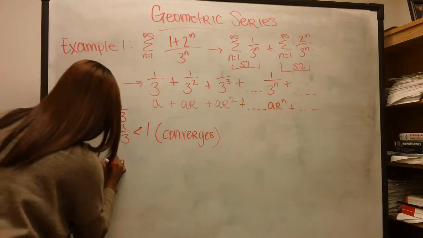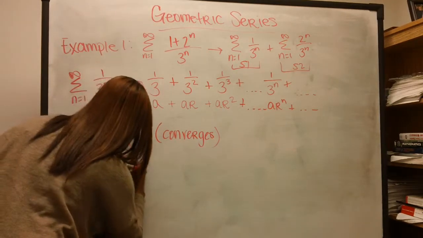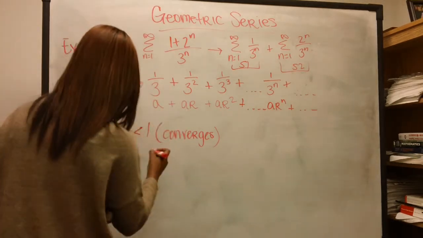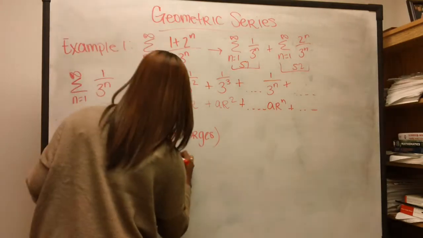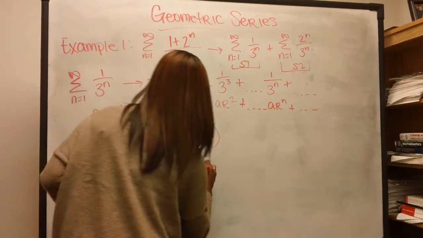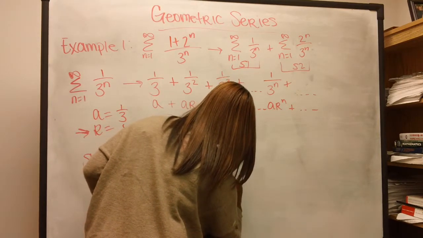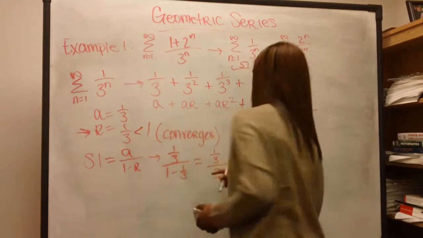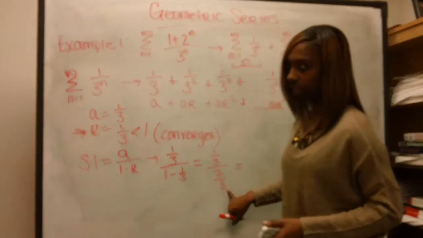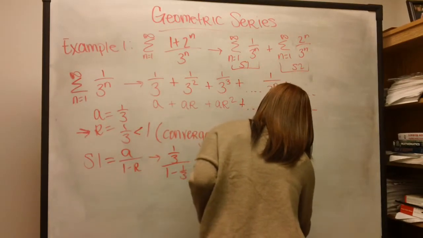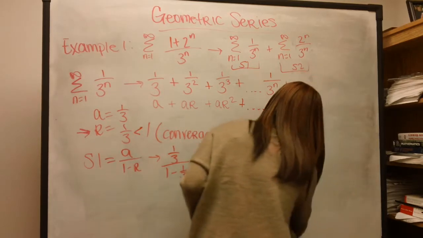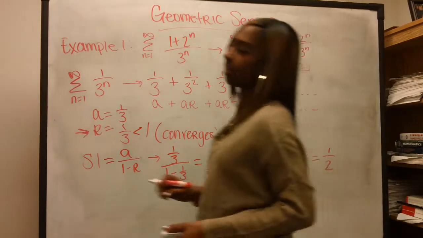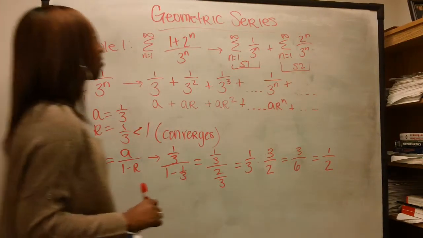So the sum of your first series, which is the one we're working on now, is equal to A divided by 1 minus R. So we're going to plug in and find the sum of our first series. We have 1/3 divided by 1 minus 1/3, which is equal to 1/3 divided by 2/3, which is equal to, we're going to multiply by the reciprocal of the denominator in order to get the fraction off of the denominator. So we have 1/3 times 3/2, which is equal to 3 over 6, which is equal to 1/2. So therefore we know that the sum of our first series is 1/2. So I'm going to put this up here.